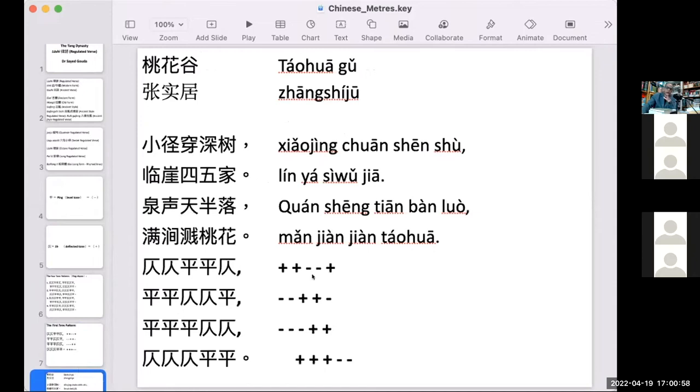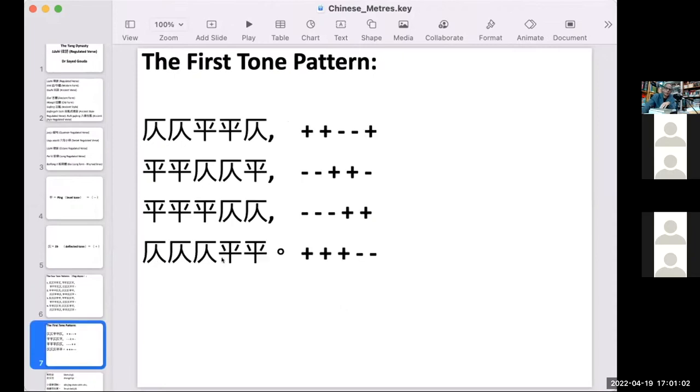Let's take an example of the first pattern. We'll take a poem as an example of this first tone pattern. Remember the pattern starts with zi zi ping ping zi. This is the first line, and then the second line is just the opposite, and then the third line ping ping ping zi zi, and then the fourth line is the opposite of the third line, and we are going to explain all of that now.